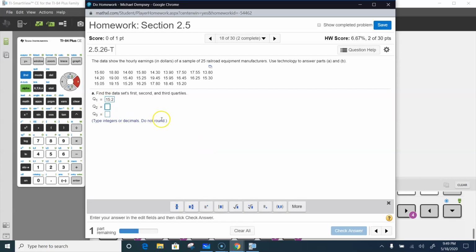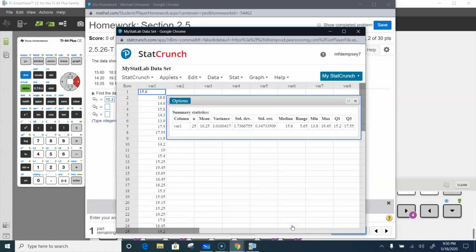Q2, what did they say? Type integers or decimal places. Do not round, so I'm going to get that wrong if I don't. Type integers or decimals. Okay, I'm going to go with 15.2. It says do not round. I didn't really round anything there. Median is 15.8.